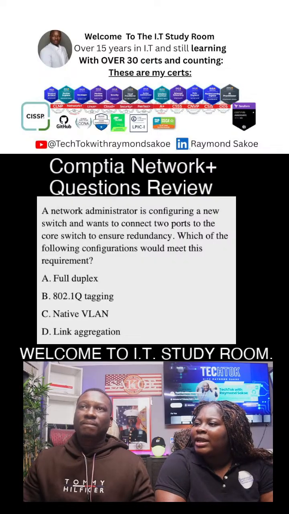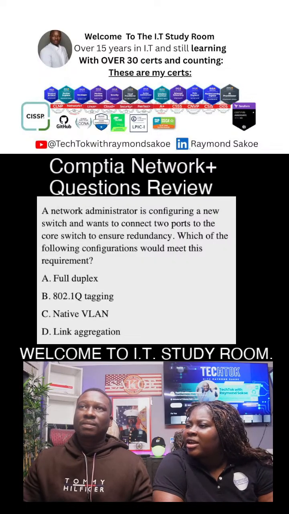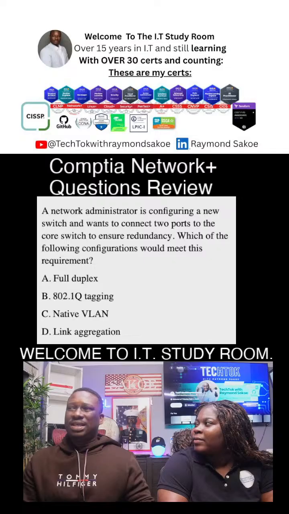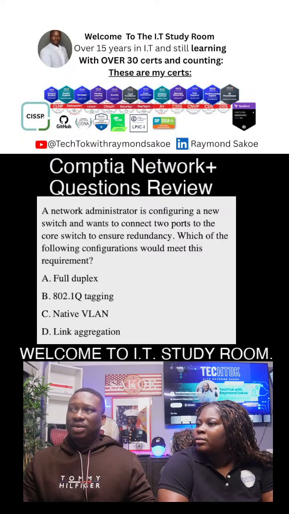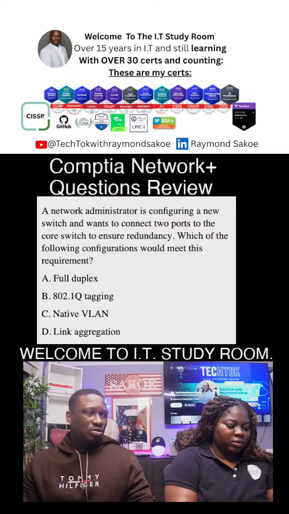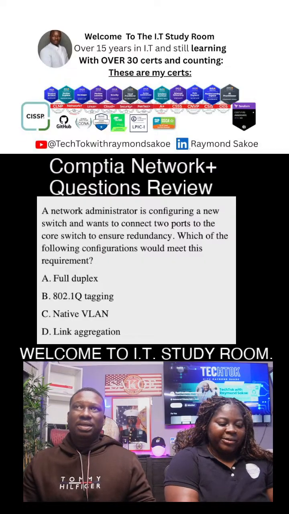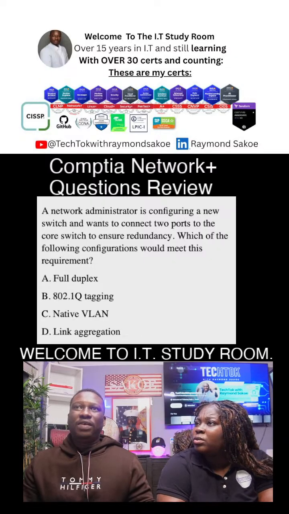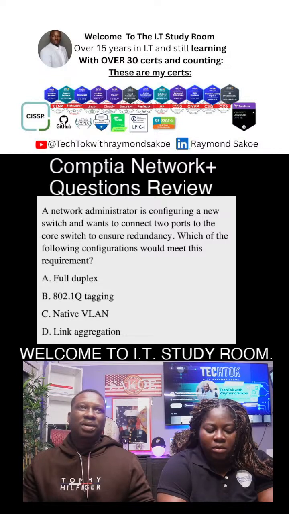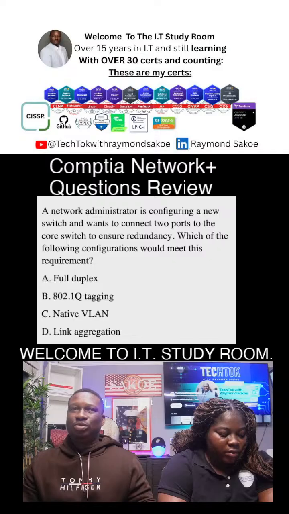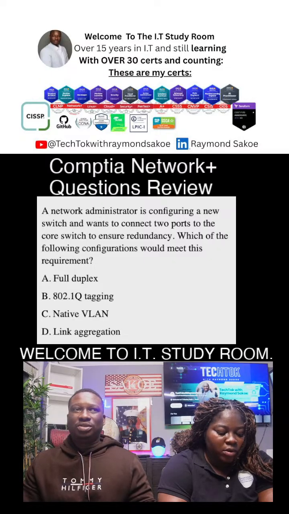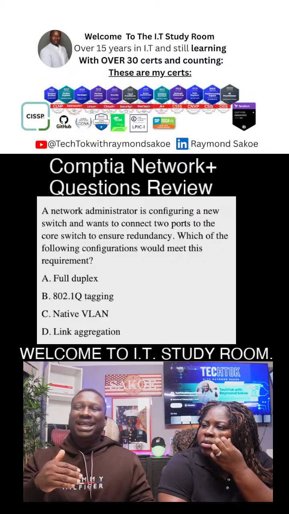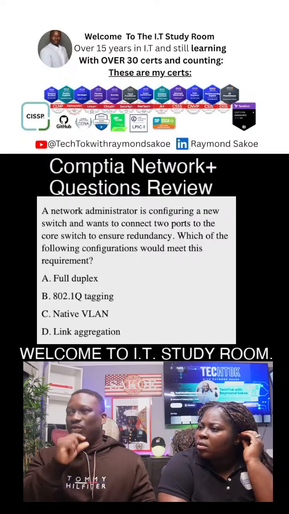Curtis is asking, would link aggregation be right using one SFP for fiber? One SFP for fiber, I would say no. Link aggregation deals with two cables, even if it's fiber. It should be two. Can it be more than two? If you're talking about fiber optic, then we can talk about DWDM, dense wavelength division multiplexing, that allows you to have multiple light rays, or multiple connections in one fiber cable.